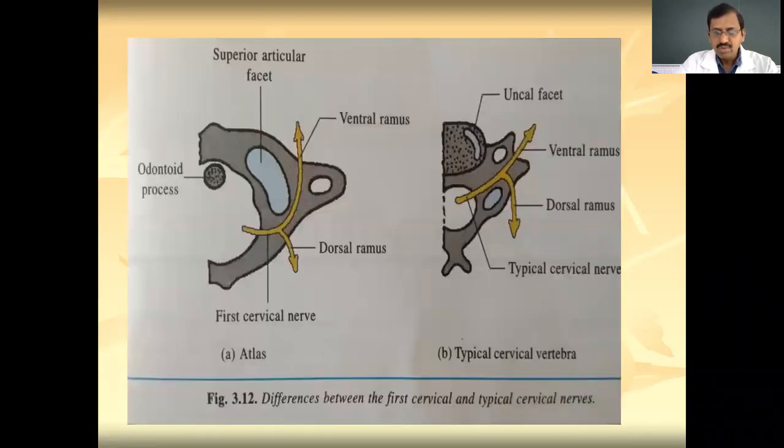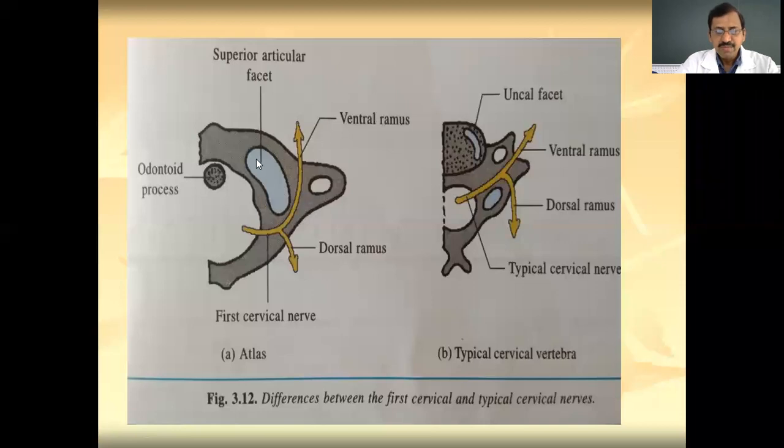Okay, and another most important difference here is between the spinal nerves C1 and C2 and the remaining spinal nerves. You observe here, this is the superior articular facet of C1, and this is the superior articular facet of the typical cervical vertebra. Here you see, this is the nerve. It is passing in front of the superior articular facet, but here it is passing behind the superior articular facet.